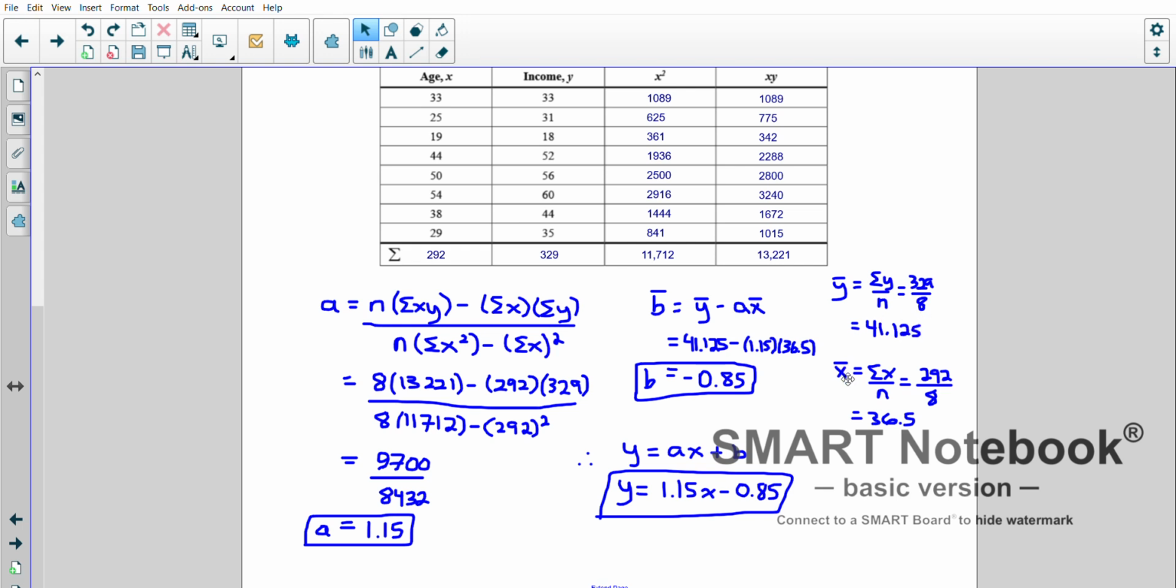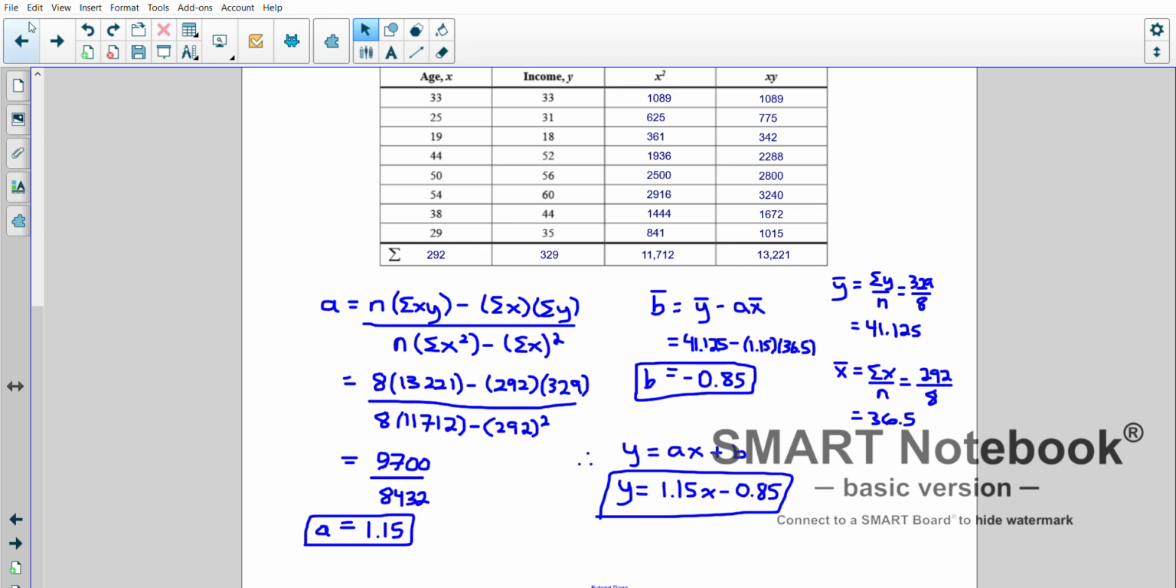Then I found the average for x, the average age. 292 divided by 8, the average age was 36.5. So when I put in the average y, the average income, minus the slope of the line times the average x, you get a b value of negative 0.85. And this is simply the y-intercept.